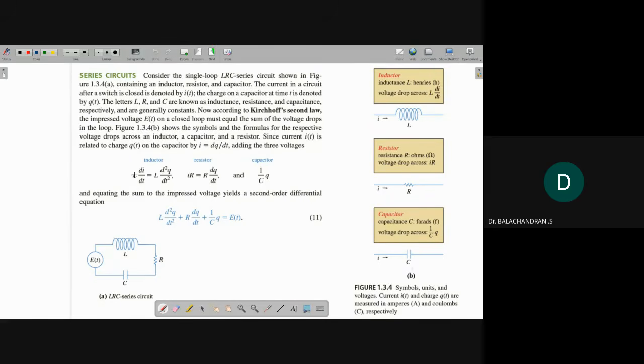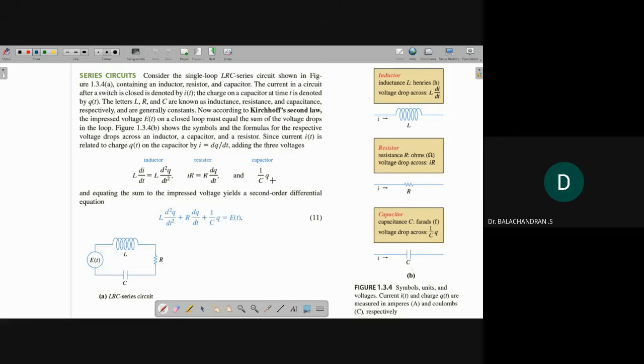It is given here L into di by dt, but using the relationship between I and Q. What is the relationship between I and Q? I equal to dq by dt, or Q equal to integral I dt. Using I equal to dq by dt, we can write L into di by dt as L into d square q by dt square. Similarly, IR is R into dq by dt, and this is q by c.